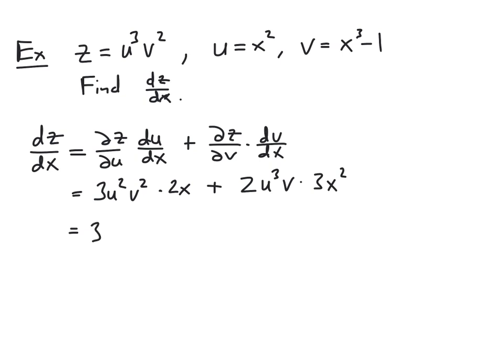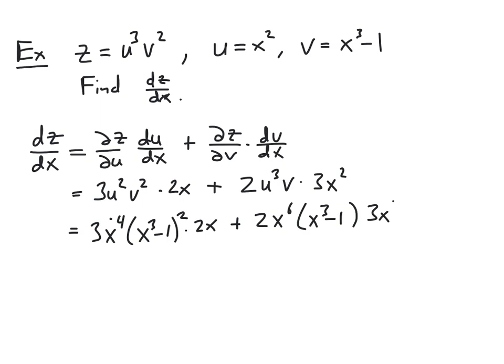So this will be 3 times u squared, so that'll be x to the 4th, times v squared, which would be x cubed minus 1 squared, times 2x, plus 2 times u cubed, so that'll be x to the 6th, times v, multiplied by 3x squared. Right? And if our goal is just to find the derivative of z with respect to x, notice that this works.